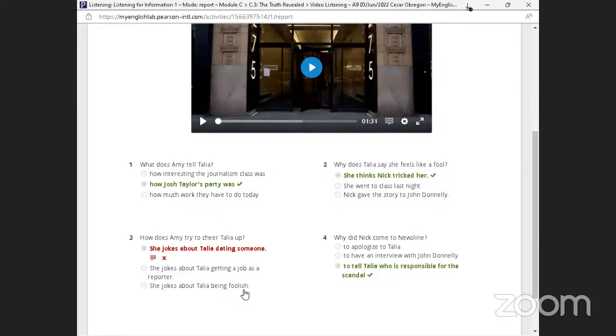When they were talking about the parties, she jokes about Talia dating someone. Well, actually, the correct answer is 3. She jokes about Talia getting a job as a reporter. And then Amy says, I can be your assistant and you can give me a raise. Yes, you're right. Okay. No problem. And all of these, at the beginning when we are working these exercises, anything could be an answer. So we have to be very careful with the little details, right? With the context. Yes.